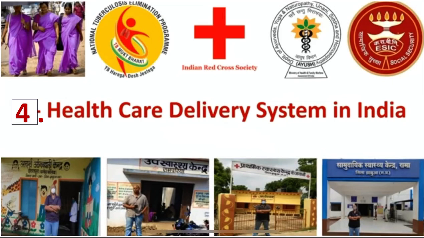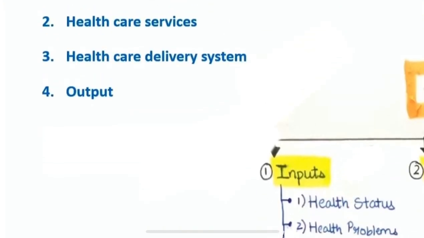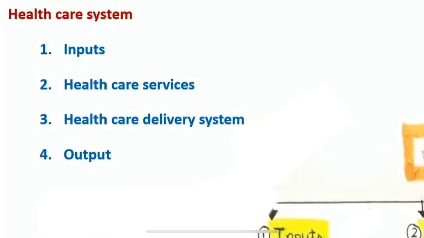Welcome back. In the chapter on healthcare of the community, in today's video, we are going to discuss the healthcare delivery system in India. The healthcare system has been developed for the delivery of healthcare services. So why did we develop this healthcare system? It was developed for the delivery of healthcare services.